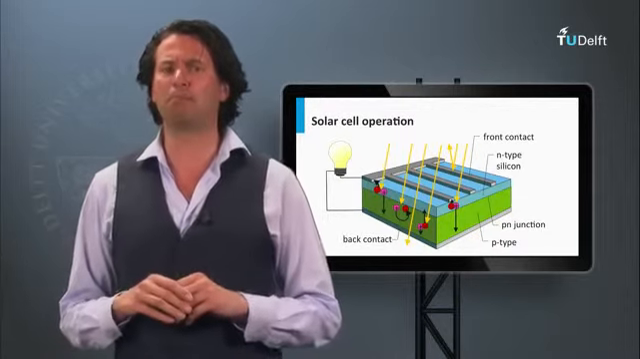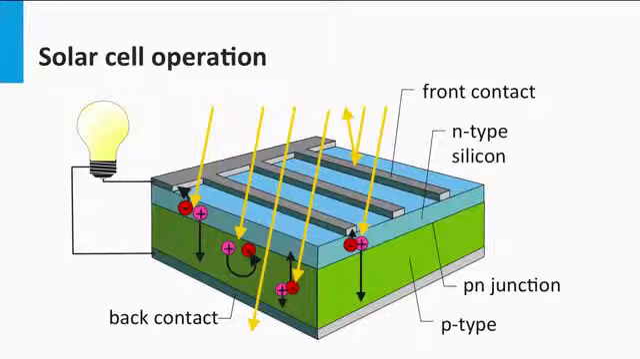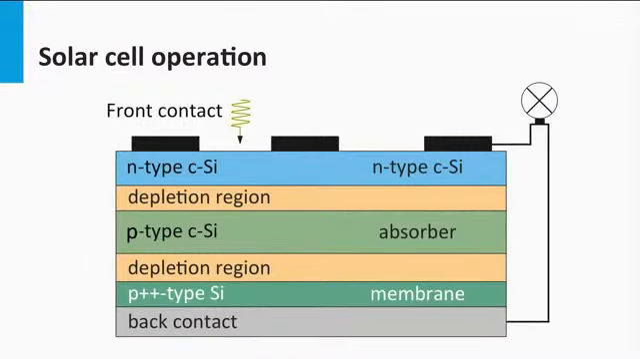Here we see a simplified representation of a silicon-based solar cell. It consists of the crystalline silicon absorber layer, a p-n junction to separate the light-excited charge carriers, and a metal front and back contact. Here we see the same structure, but then in a cross-sectional view. The light enters the solar cell from the front side in this illustration, that is the top side.